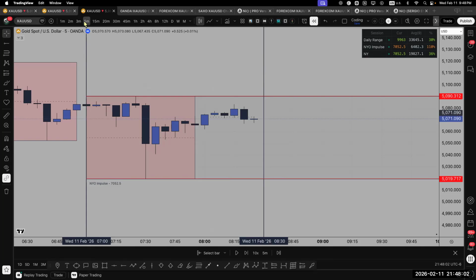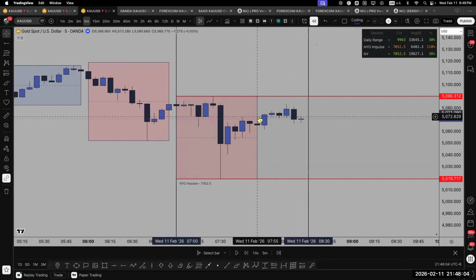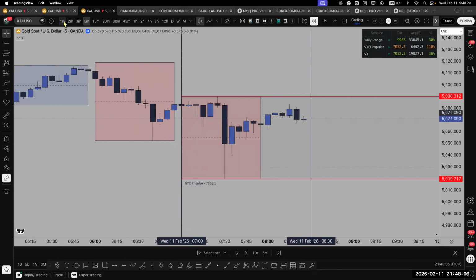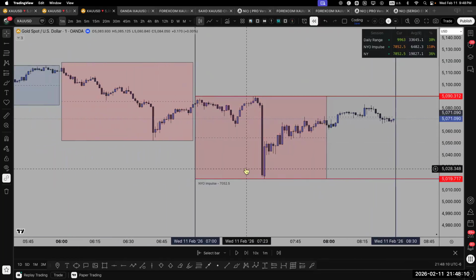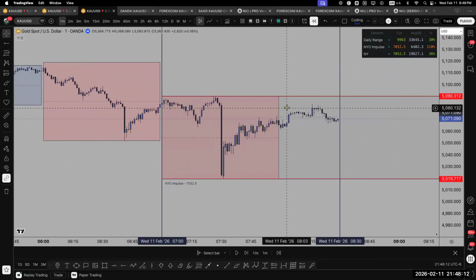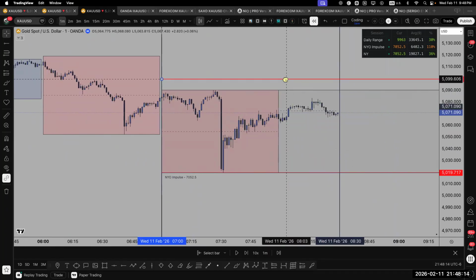So it doesn't matter what time frame I'm in here. And the other little neat feature that I have here is this big red box. I'll go ahead and take this one out.